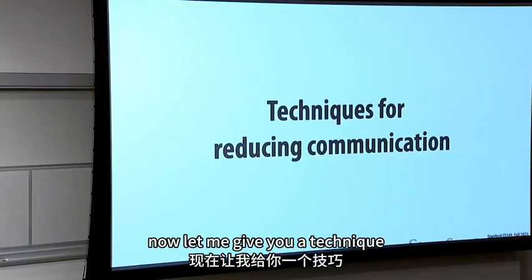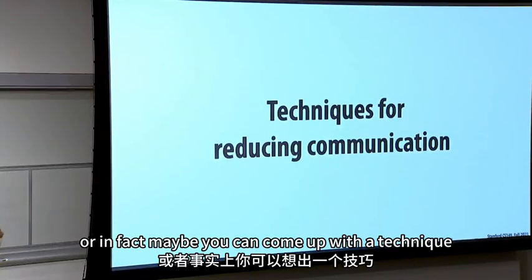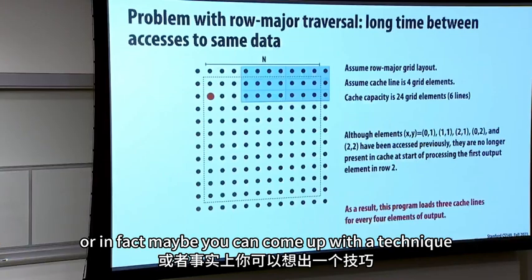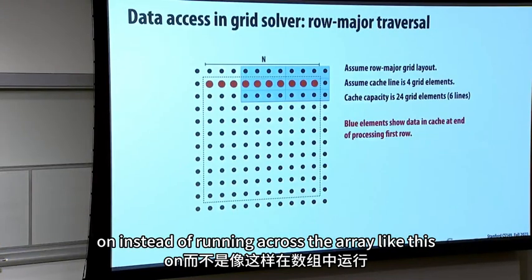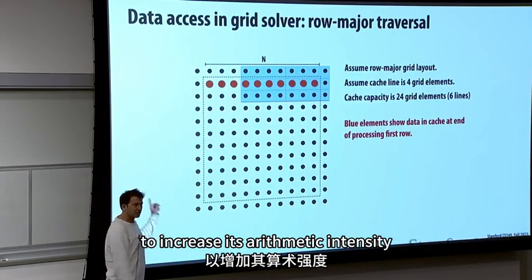Because inherently you will communicate less. Now let me give you a technique for reducing the artifactual communication. Or in fact, maybe you can come up with a technique: instead of running across the array like this, is there a way I can change the program to increase its arithmetic intensity?